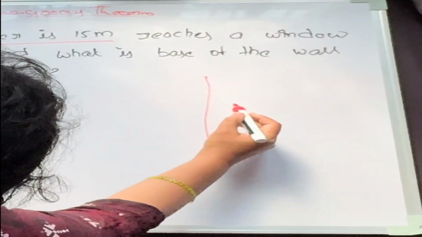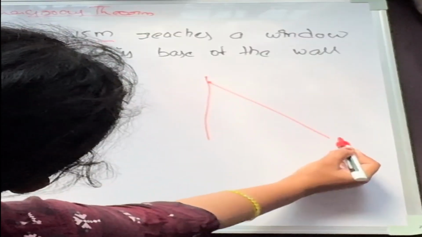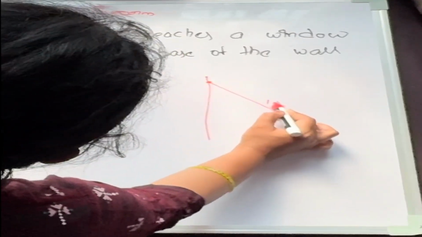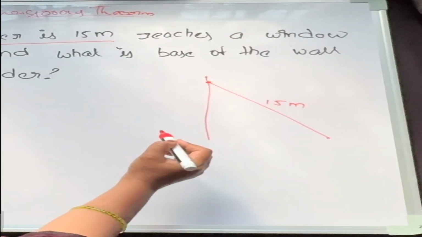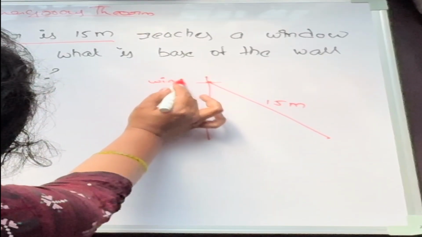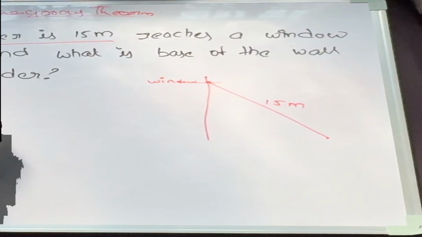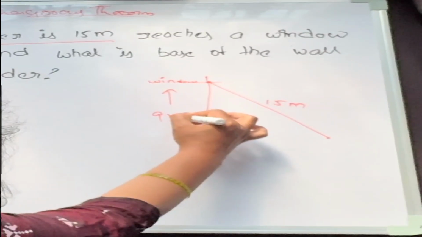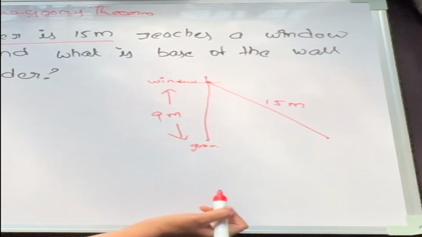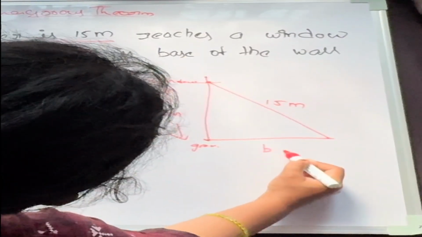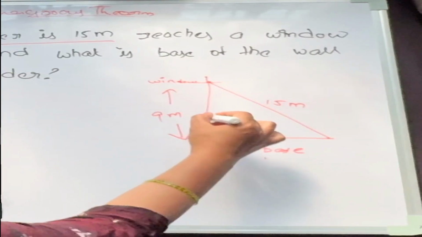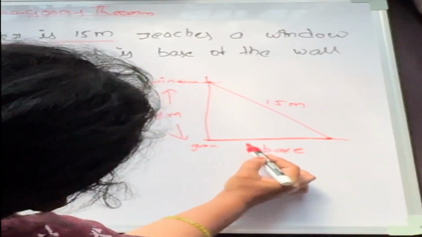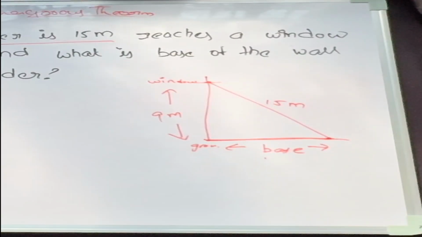First, the top of the ladder is here. Let's take a ladder. The ladder will be slantly positioned, and here 15 meters means this. Okay, and it reaches a window, this window, 9 meters. This is the ground. Okay, 9 meters above the ground. What is the base of the wall and that of the ladder? If this ladder lands on the base, this one, we have to find the base.